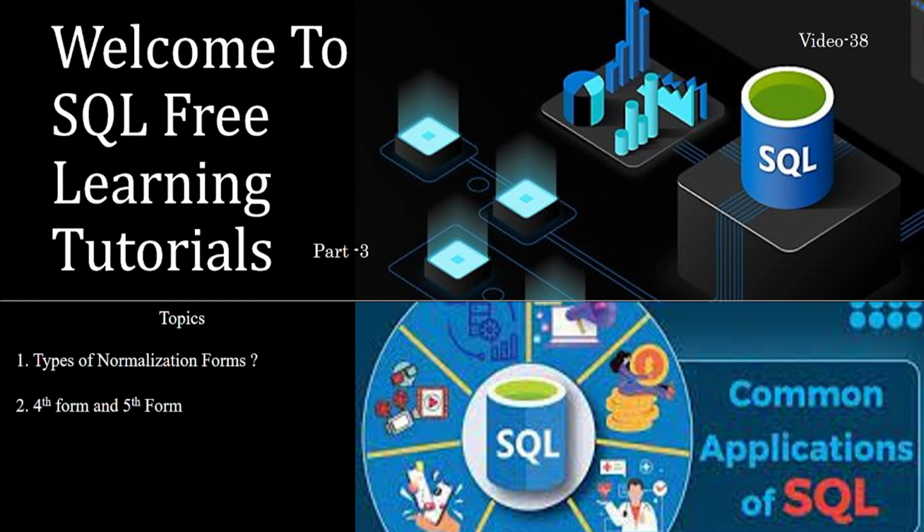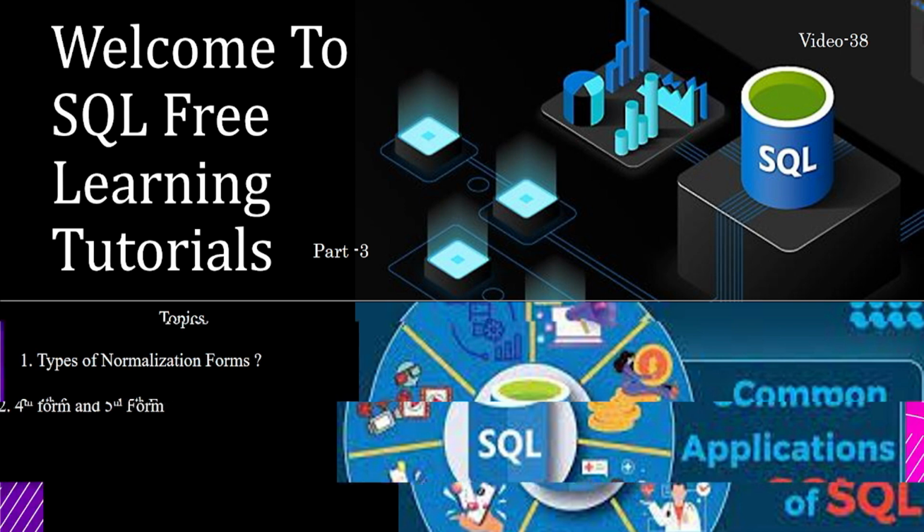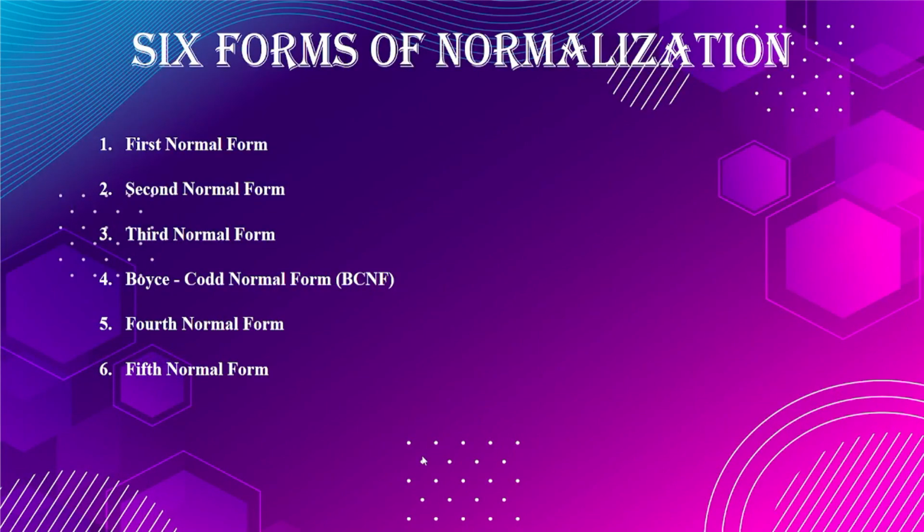Here under this playlist guys, we are going to cover only SQL concepts from scratch. So in the previous tutorials guys, we have studied normalization and denormalization and their forms. We have studied these four forms: the first normal form, second normal form, third normal form and Boyce-Codd normal form. And in this tutorial guys, I will cover the fourth normal form and fifth normal form. And Boyce-Codd normal form is also called 3.5 NF. So let's begin our class with the introduction.